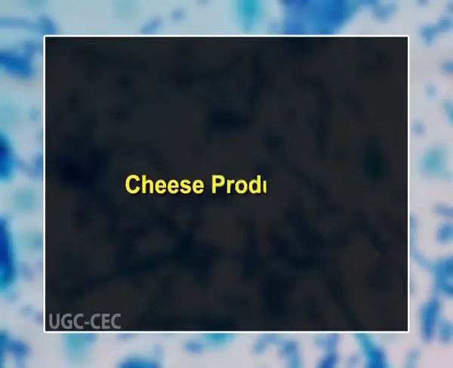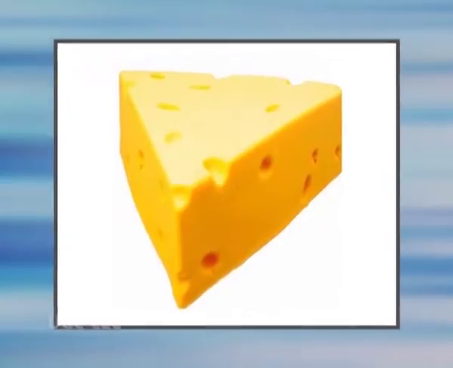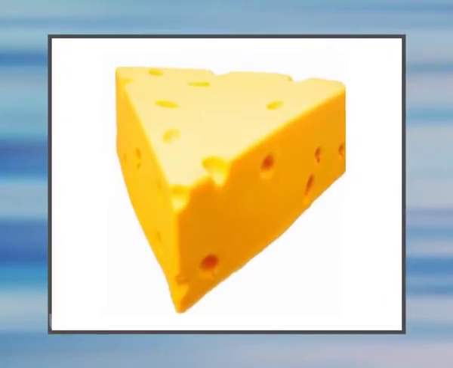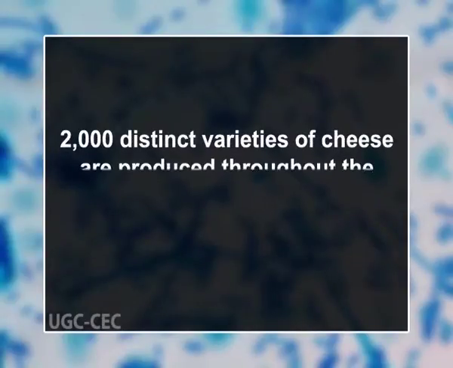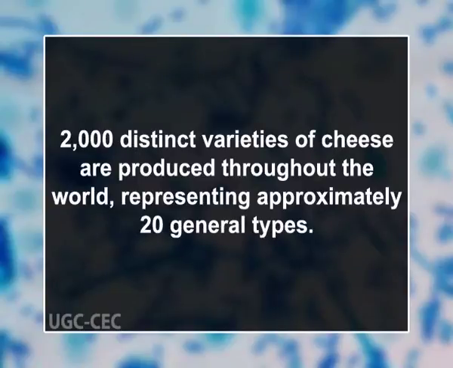Now coming to cheese production. Cheese is one of the oldest human foods and is thought to have been developed approximately 8,000 years ago. About 2,000 distinct varieties of cheese are produced throughout the world, representing approximately 20 general types.